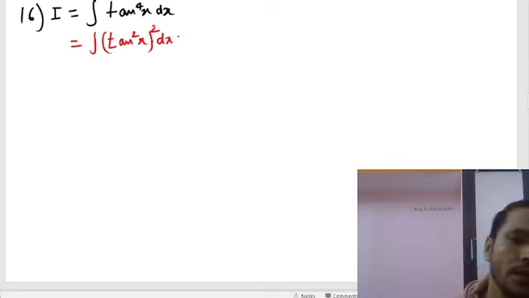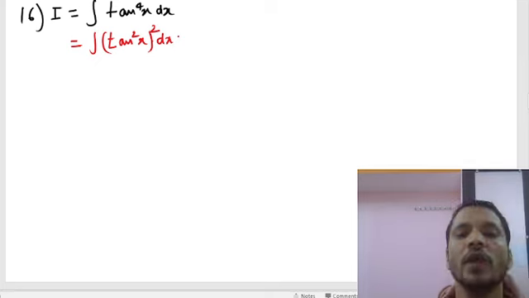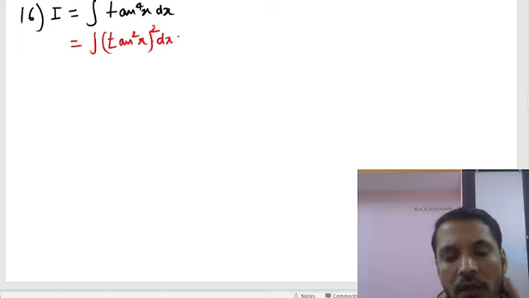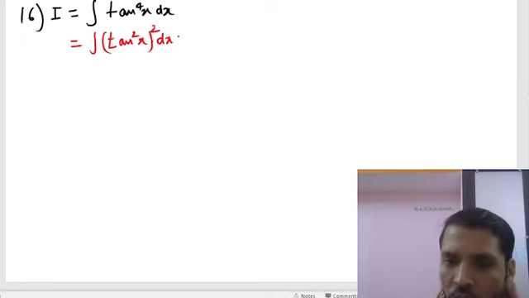Further, what can we do? Just think what we can do here. With tan square we can apply the identity, and it will become sec square, but from that, can we get the answer? So (tan square x) whole square into dx.